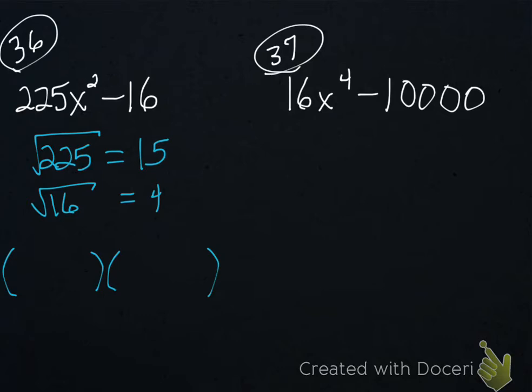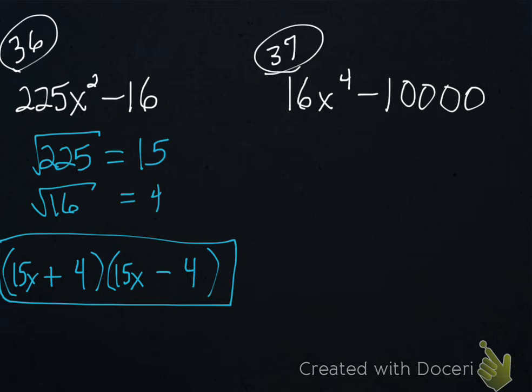Parentheses. 225's at the front, so I'm going to have 15x at the front of each factor. The 16's at the end, so the 4's go at the end. Opposite signs, plus and minus. 15x plus 4, 15x minus 4. Now let's look at number 37.